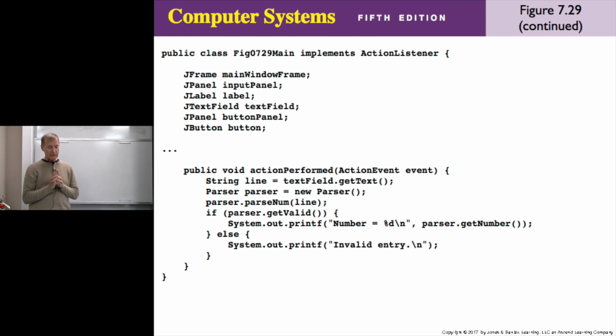Now, what's the very first thing? Let's take a look at what this code does with action perform. First thing that happens is we have type string, line gets text field dot get text. Does everybody understand that? Line then gets that string of characters like hyphen 583. Is everybody clear on that?